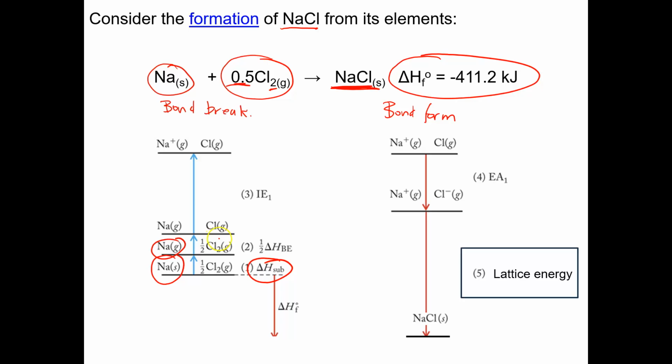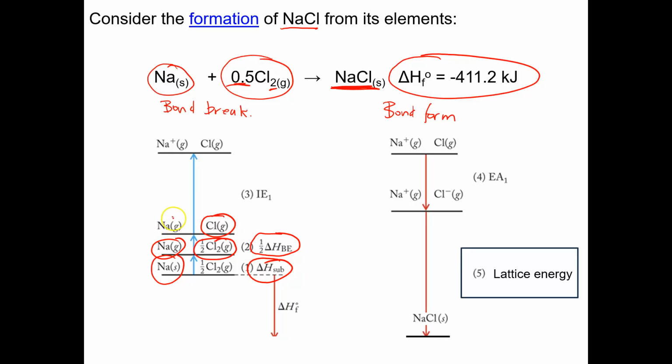The next thing I'm going to do is take my half a mole of chlorine molecules and break that apart into individual chlorine atoms. And the energy required to do that is 1/2 the bond dissociation energy for chlorine. Now, it's 1/2 because bond dissociation energies are always described per mole.